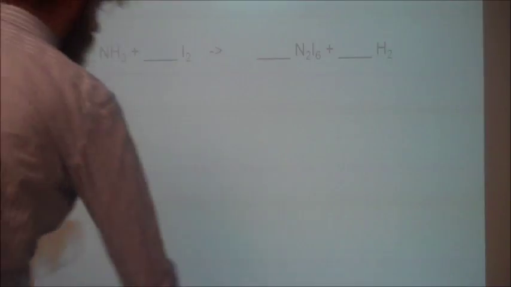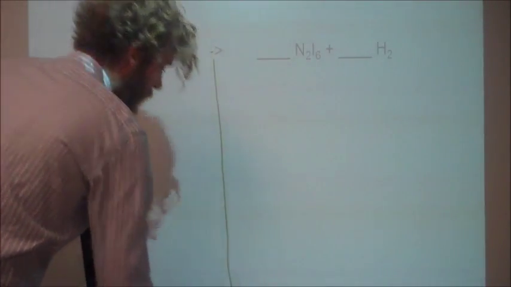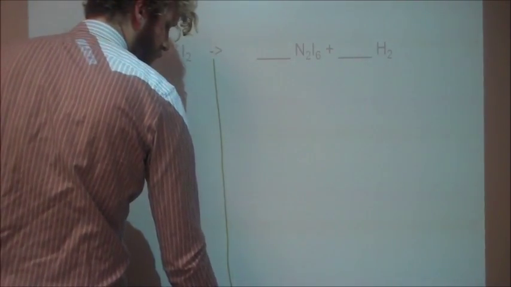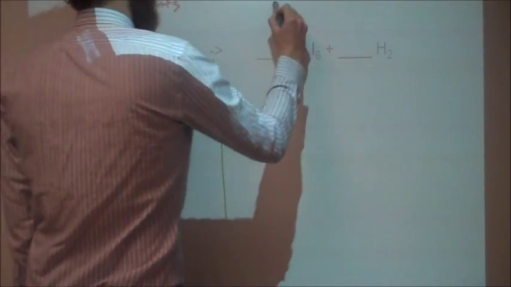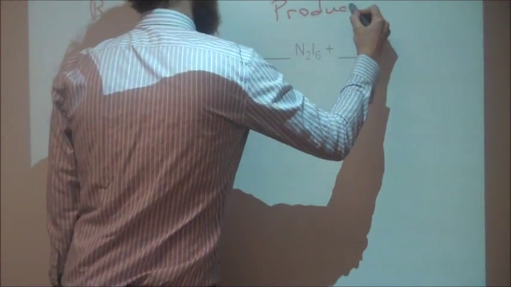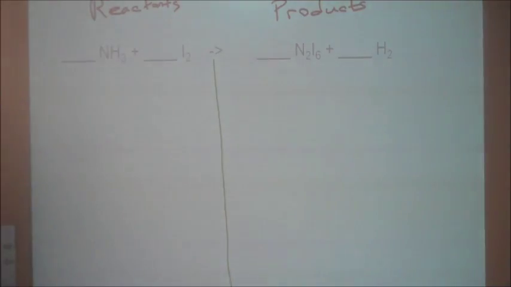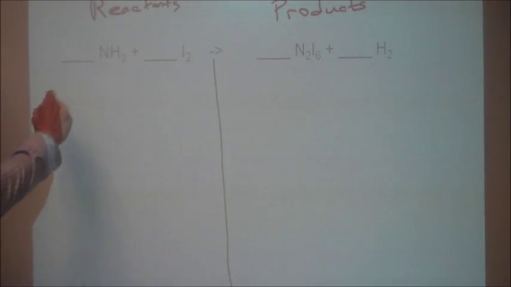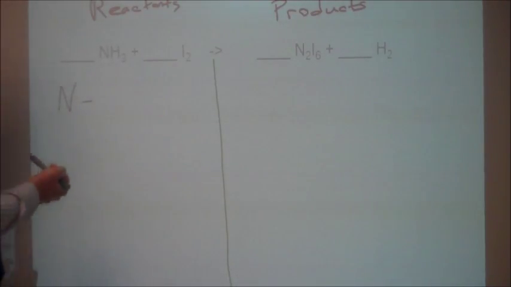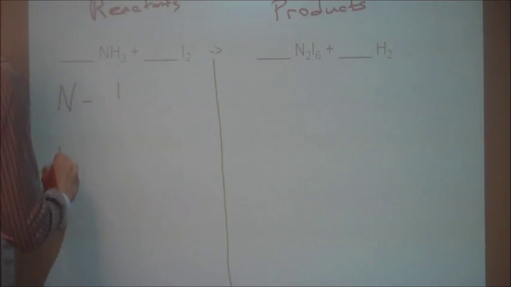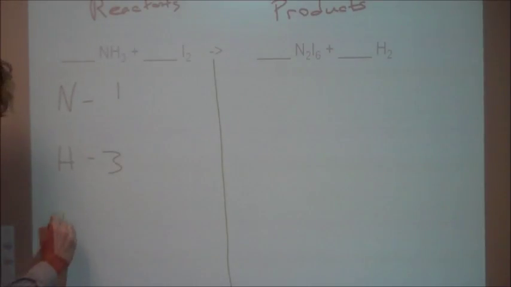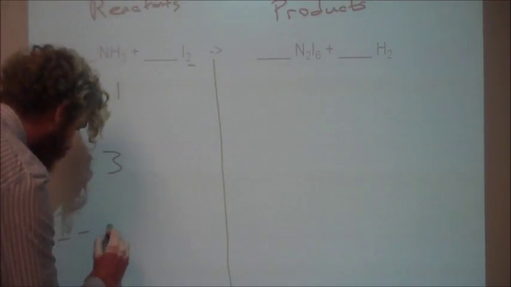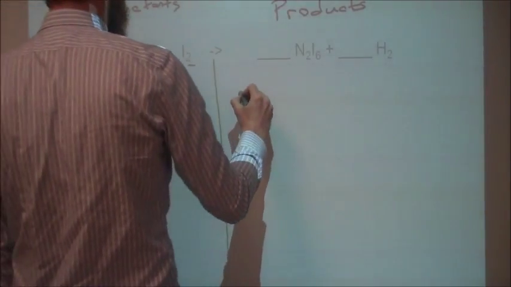Alright, same thing. Draw a line separating the reactants from the products. Reactants, products. Alright. Now, nitrogens. How many nitrogens do we have on the left? Right now we just have 1. How many hydrogens do we have on the left? 3. And iodines, we have 2. Right. Now to the products.